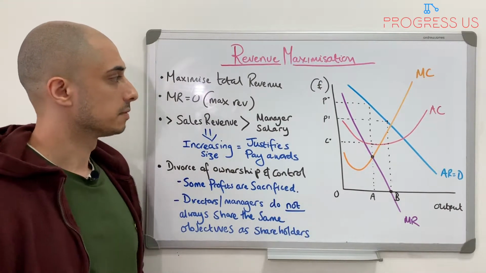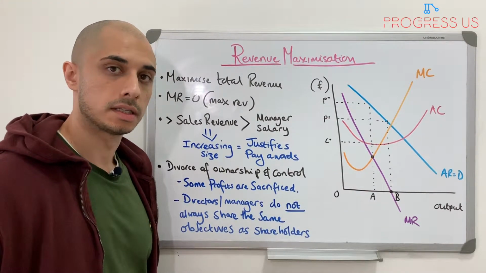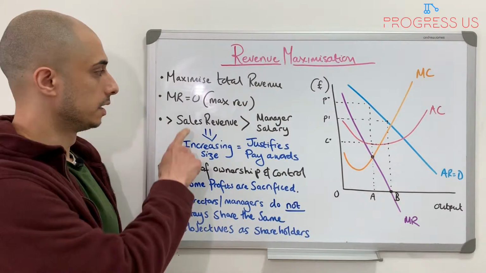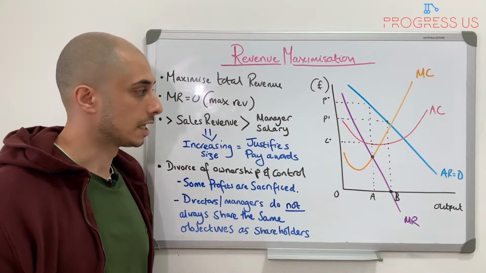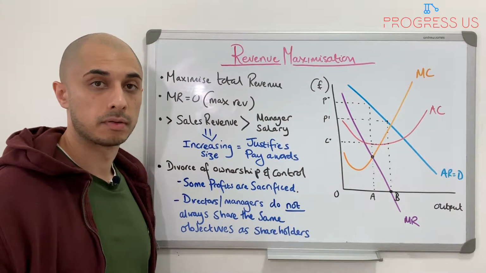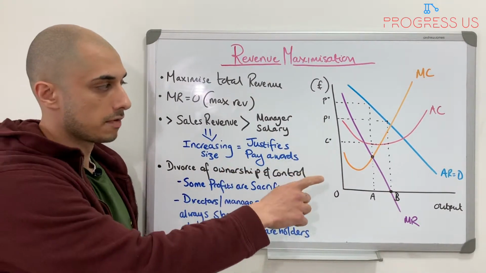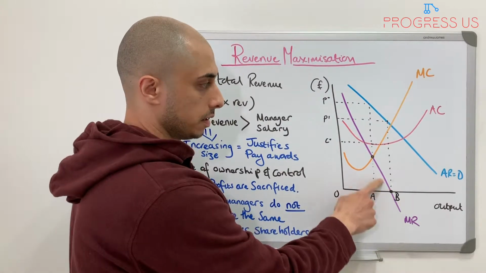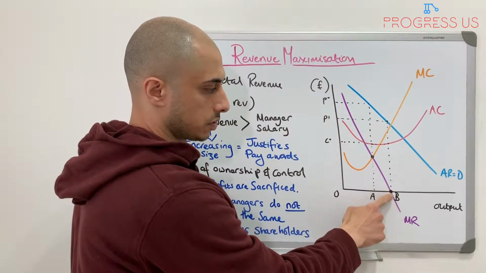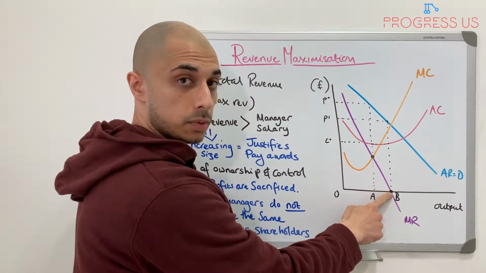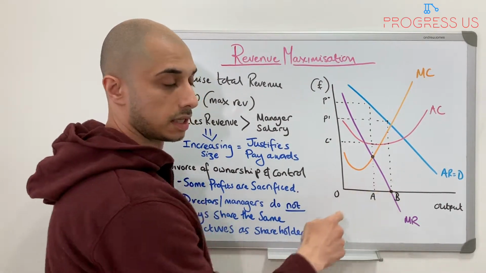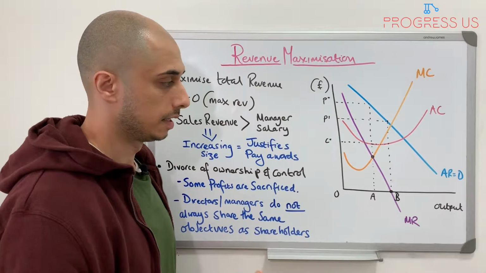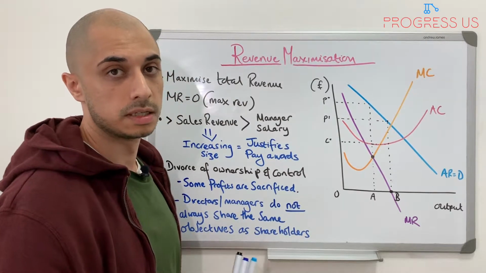With revenue maximization, the first thing to understand is that the production point is different. It's where MR equals 0. Where the marginal revenue is 0, that's where we have our maximum revenue, and on our diagram that's going to happen at point B. The marginal revenue curve just crosses the x-axis. At that point, we say marginal revenue is 0, and therefore revenue is being maximized.